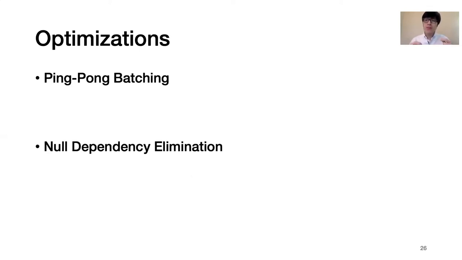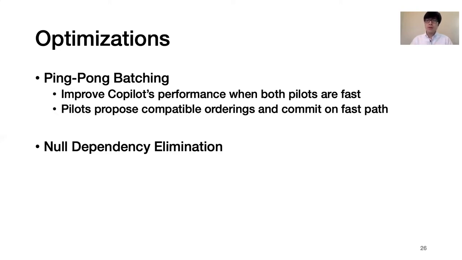Copilot has two important optimizations that keep it on the fast path almost all the time: ping-pong patching and null dependency elimination. Ping-pong patching improves Copilot performance when both pilots are fast. It coordinates both pilots to alternate their proposals, propose them in a compatible ordering, and allow both pilots to commit on the fast path often.